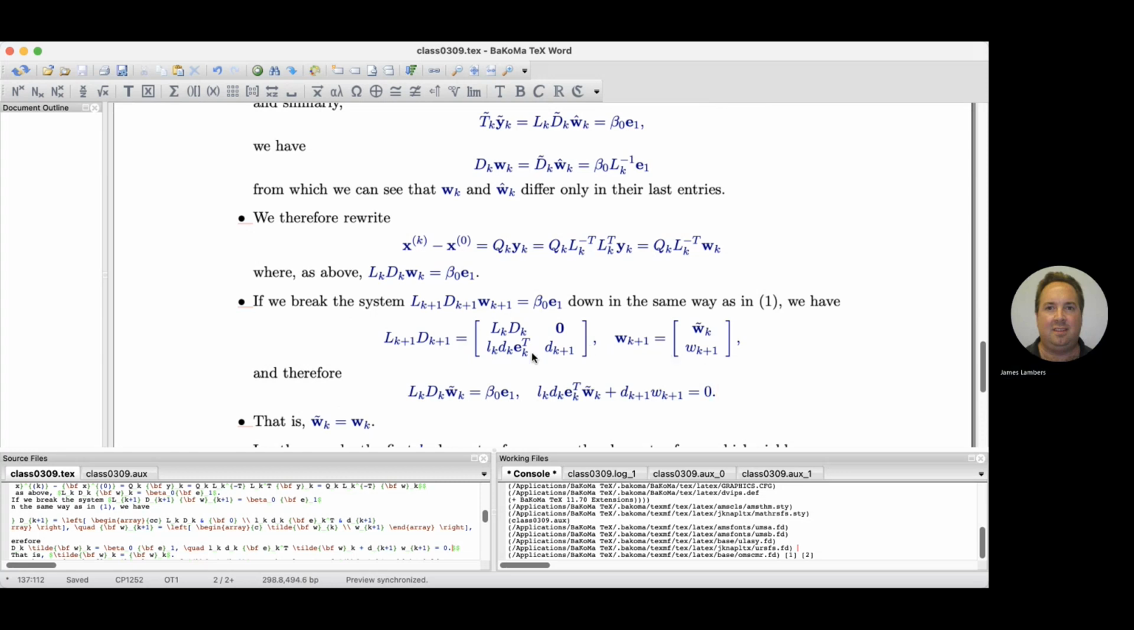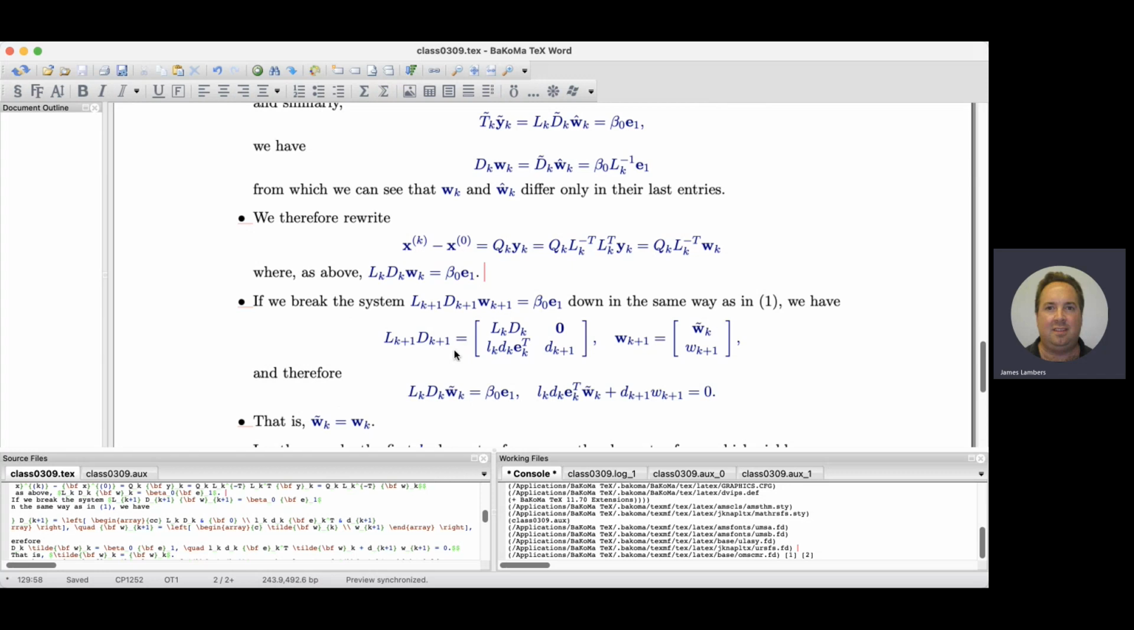Now, what do we have though? LK, DK, WK tilde, which is newly introduced here, is beta naught E1. But then I look back up here, and LK, DK, WK with no tilde also equals beta naught E1. What that means is WK and WK tilde have to be equal, because they are solutions to the same system, same matrix, same right-hand side. So that's something that we really want.